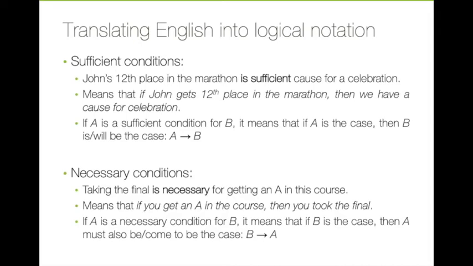So we can generalize from this. If A is a sufficient condition for B, that means that if A is the case, then B is or will be the case. So again, we're paraphrasing to get the right symbolization. And that gives us if A, then B, for A is a sufficient condition for B.